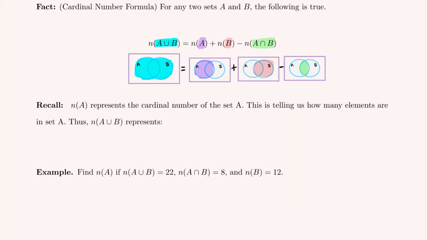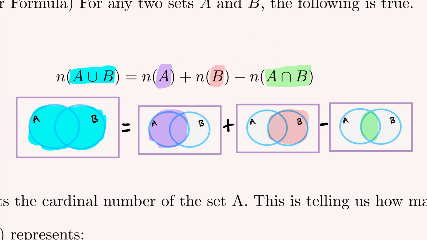Now let me zoom in on these diagrams. Keep in mind, whenever I count the number of elements in A, I've counted the overlap, correct? Because that is part of A. And when I count the number of elements in B, what do you notice I count again is the overlap, because that's part of B.